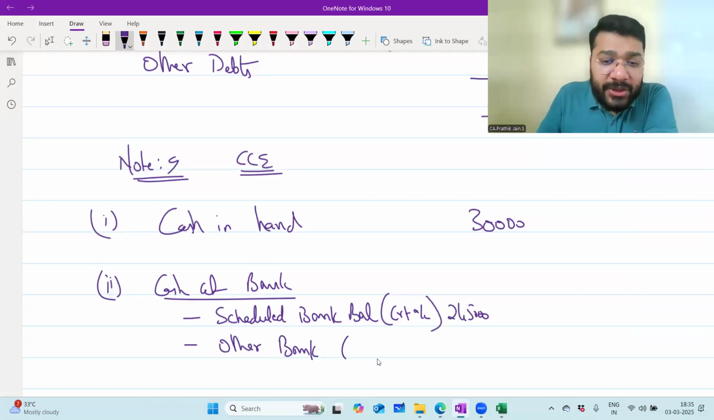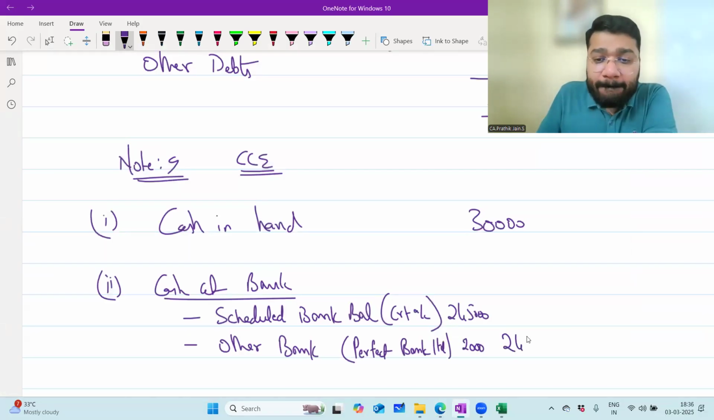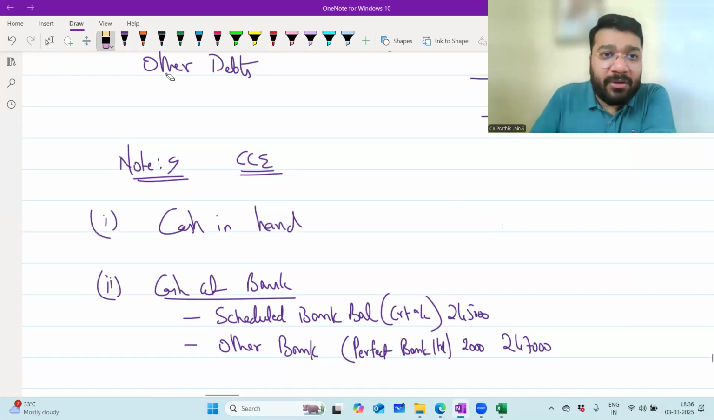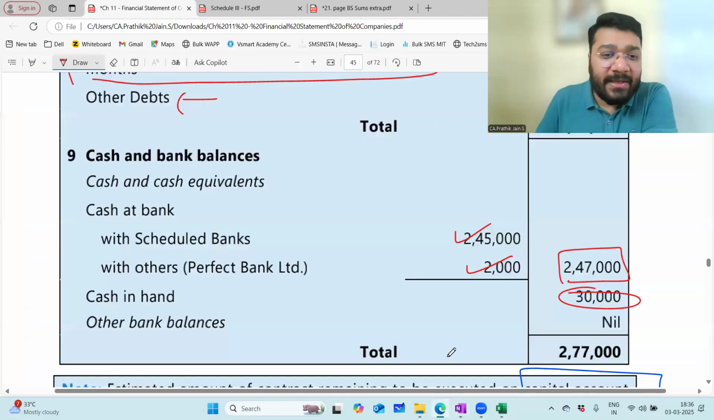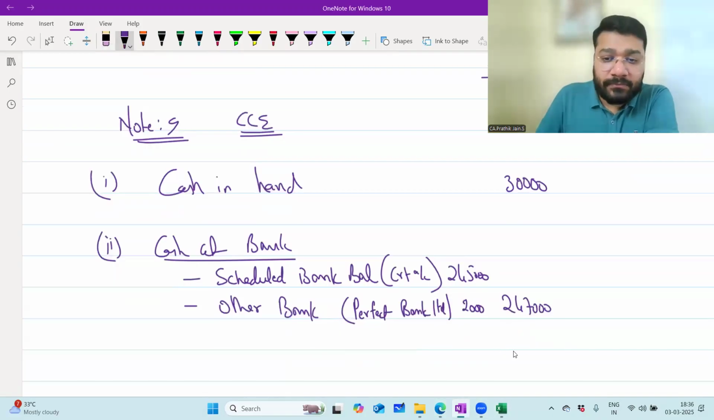Other bank, you have to mention in the bracket, it is Perfect Bank Limited. 2,000 rupees. So total how much? 2 lakh 47,000. You didn't sleep properly today. Total, sir. Oh, total. Okay. Then is there anything else? That's all? Total is how much? 2 lakh 47,000.